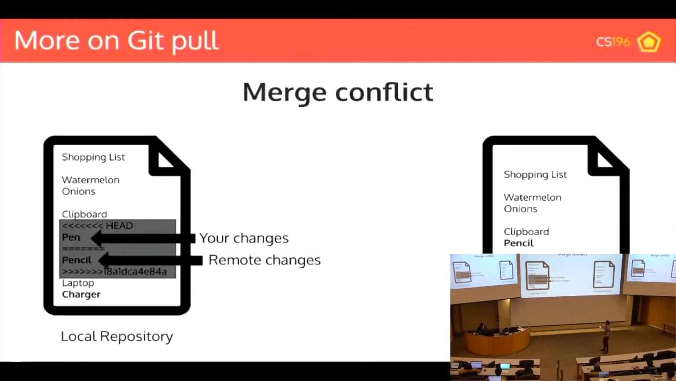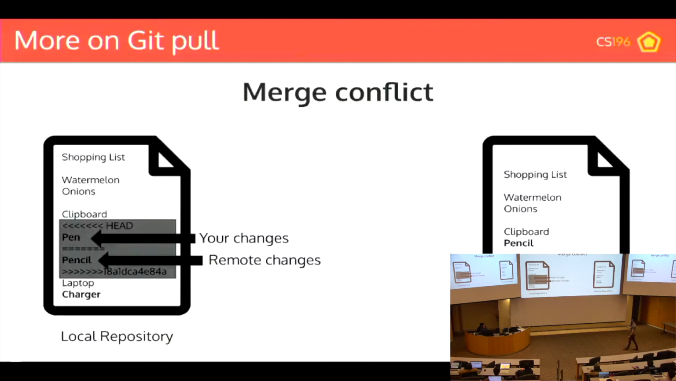And so basically what Git is saying is, well, I knew to put charger at the end of the file, but how am I supposed to know what to do between pen and pencil? Git is asking you to please pick one of the two, so that way you can end up resolving the conflict and pushing it back to the remote repository.